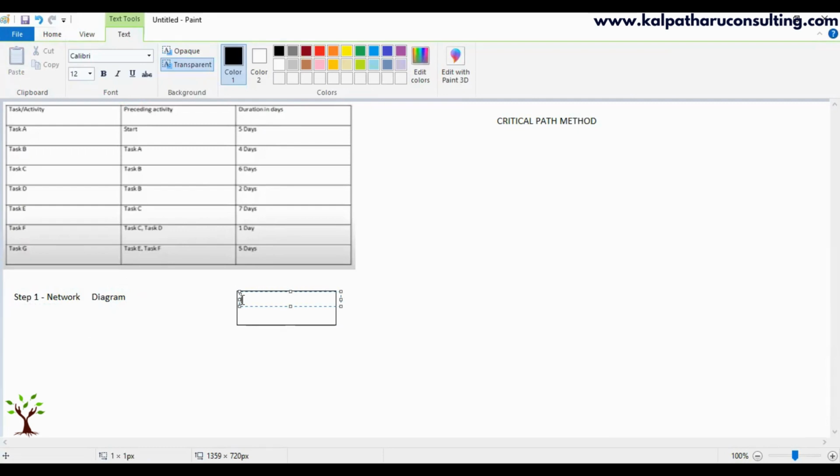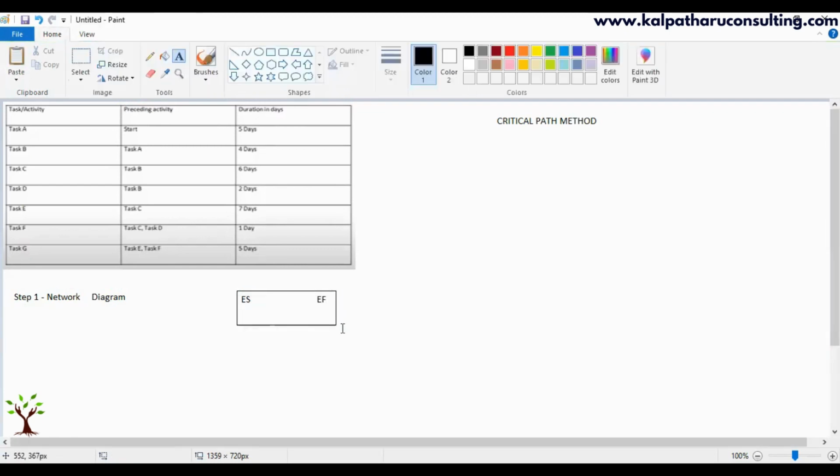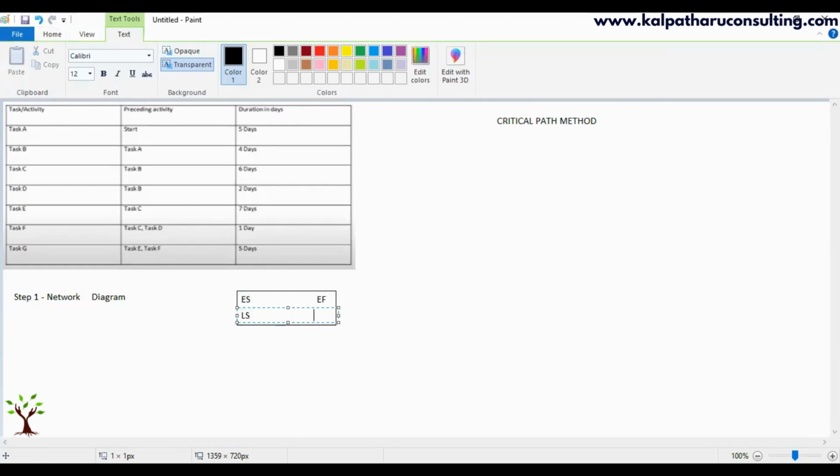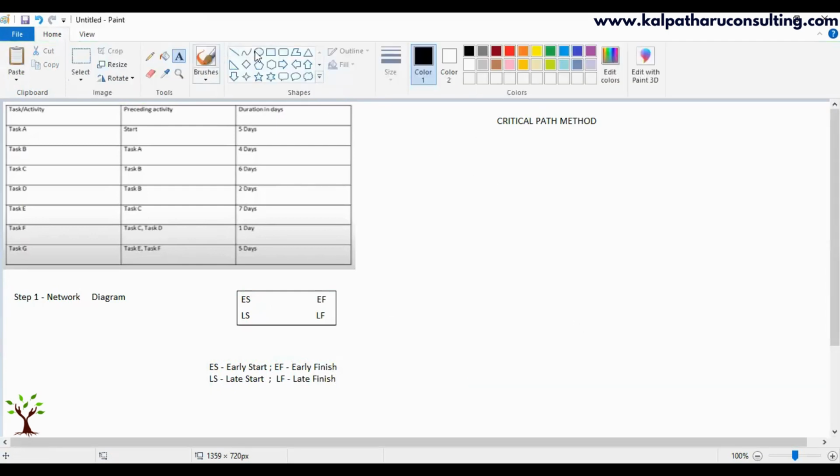So here we have early start, early finish. What is that? You'll understand in some time. I'll explain it over a period of time. And late start, late finish. ES is early start, EF is early finish, LS is late start, and LF is late finish. Okay, let's start drawing the network diagram.